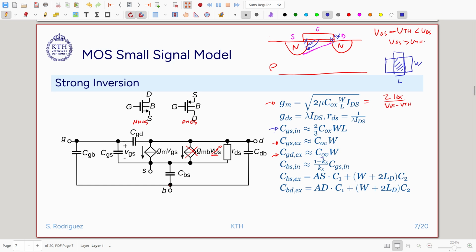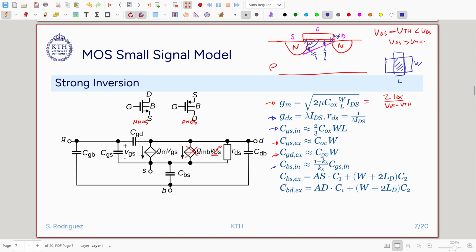We have already talked about this. We talked about the output resistance, and then we have also some capacitance that appears between the gate and the bulk. It is also dependent on the amount of inversion in the channel. This channel that is formed is the one that basically connects the gate to the bulk, so it depends on that. Then we have some capacitance from the source to the bulk.